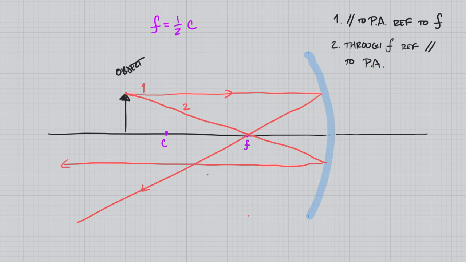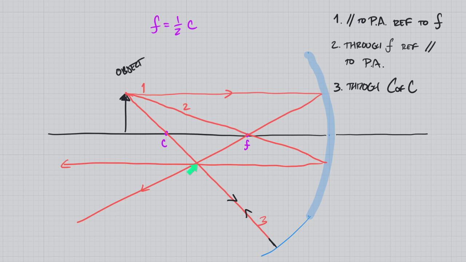My third line that I could draw is going to be straight through my center of curvature. And I could imagine this mirror would extend here, and once it does, if I'm through my center of curvature, that is my radius. So my normal line is showing that this line is hitting perpendicular, so it's going to reflect straight back. So the arrow would be here and then straight back, and that would be line number 3. So my third rule is simply through my center of curvature, and it's going to reflect straight back.